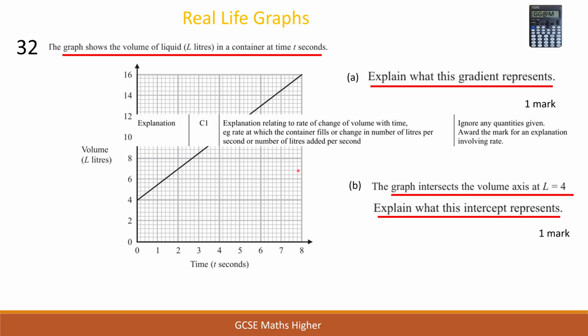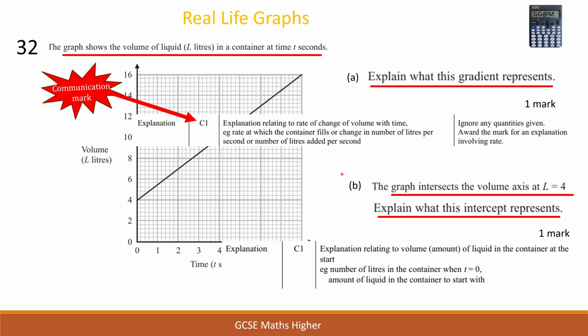Fantastic. So here's the answer to part 1. This C1 means it is a communication mark. So make sure you are using enough words, that there are words here to explain what is going on. The last one, again, is a communication mark, and you've got to explain what is going on. So using the correct explanations will give you the marks. Comment below to let me know how you got on.